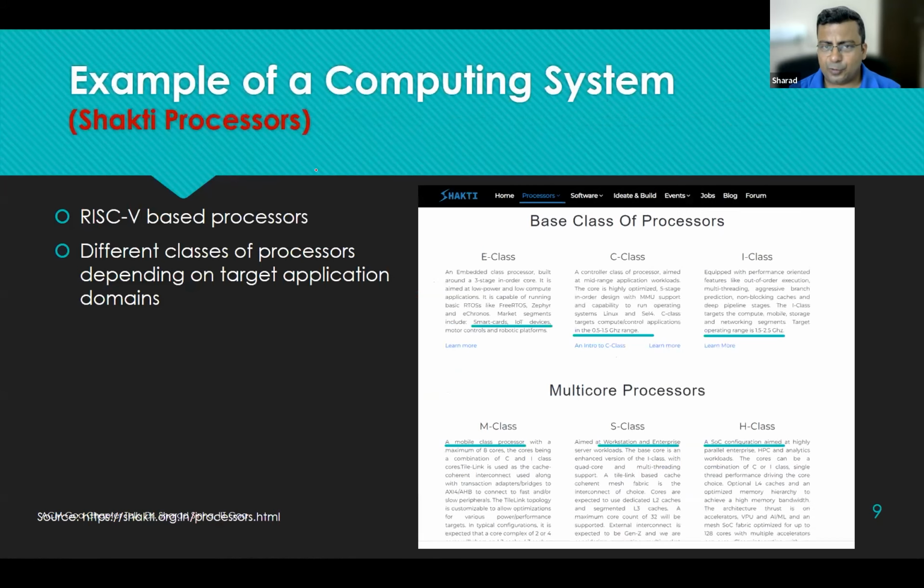Here we have another example of Shakti processors, which is a class of RISC-V based processors, where different processor classes have been designed by the Shakti team at IIT Madras, where E class is for smart card, C class is for operating in 0.5 to 1.5 gigahertz range, I class is in 1.5 to 2.5 gigahertz range. So these are all examples of a computing system, and you can see that they have been tailored depending on the target application domain.